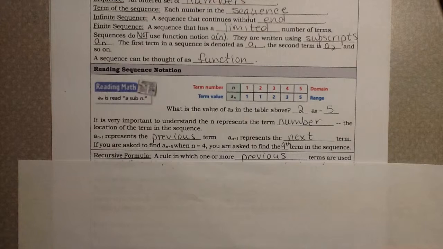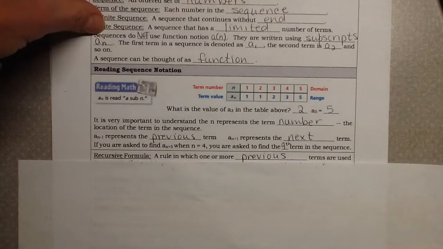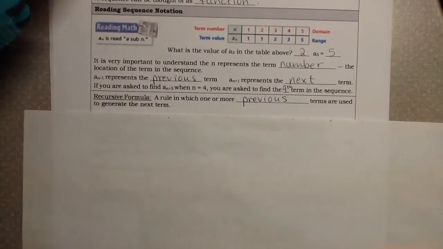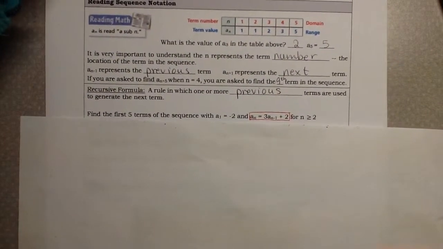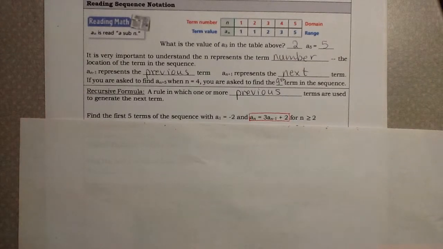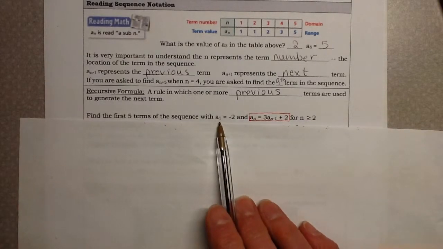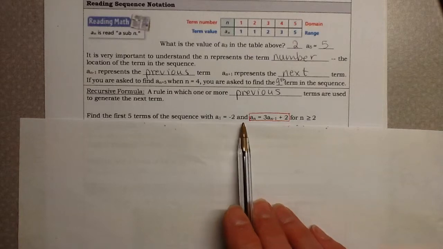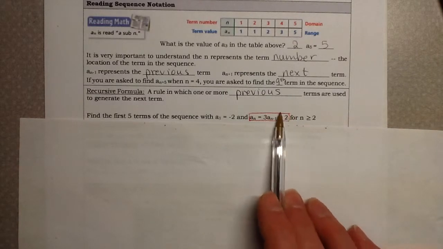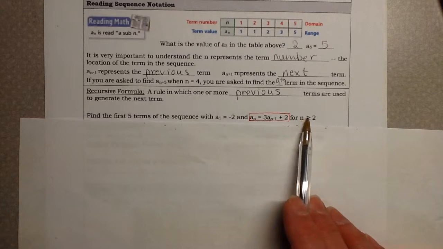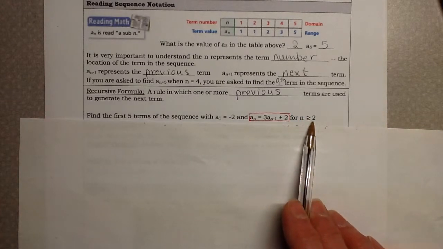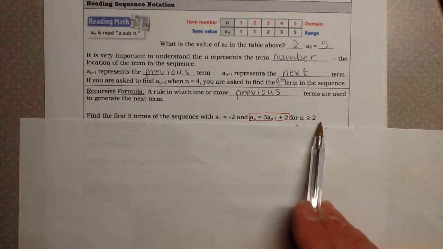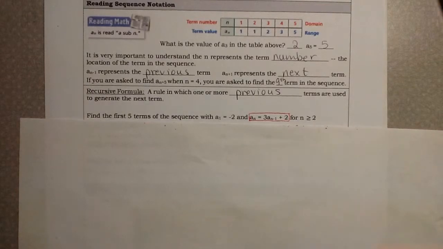Okay, now let's talk about a recursive formula. A recursive formula is a rule in which one or more previous terms are used to generate the next term. So we're going to try to find the next 5 terms in the sequence. Now it's recursive. We're given the first term value, which is a sub 1. It's negative 2. And we want to use this rule. And this notation just means for n greater than or equal to 2. Well, why are we saying that? We're given the first term, so we want to find the second term and the others.